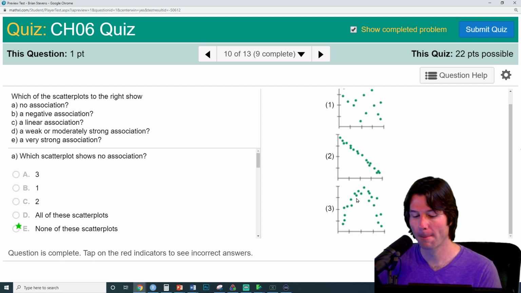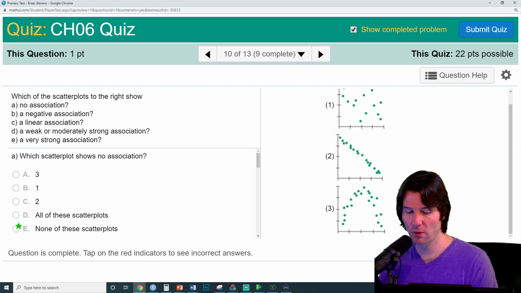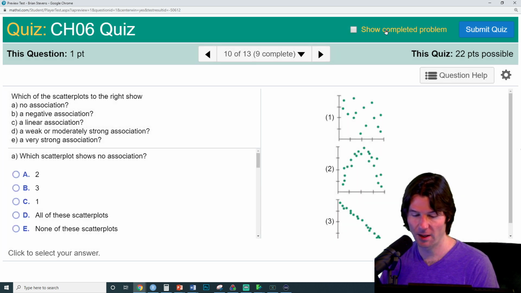Yeah, this would be strong. Strength only measures vertical scatter. So this one here would be strong. This one is weak, negative, linear. And the questions change.